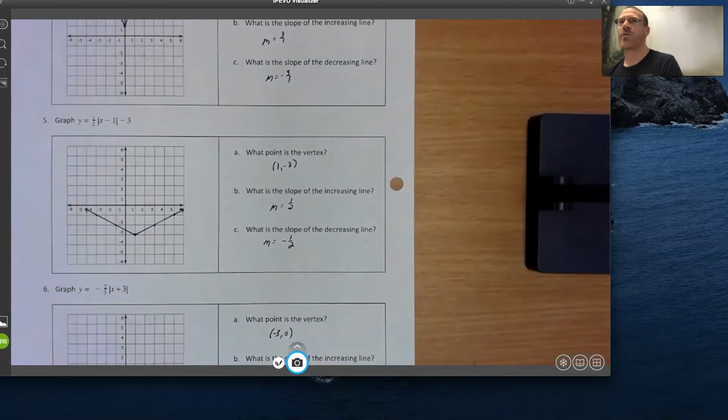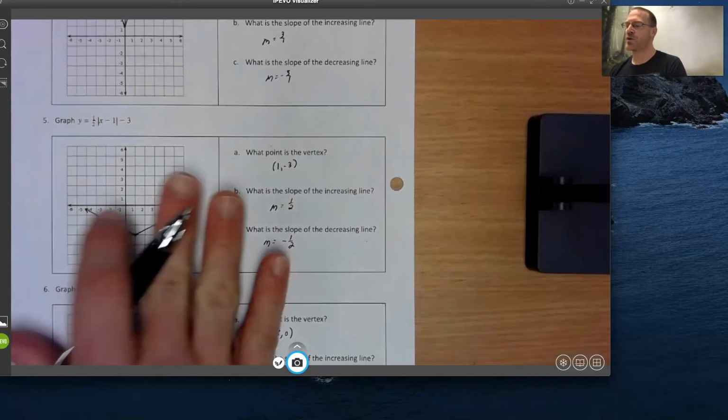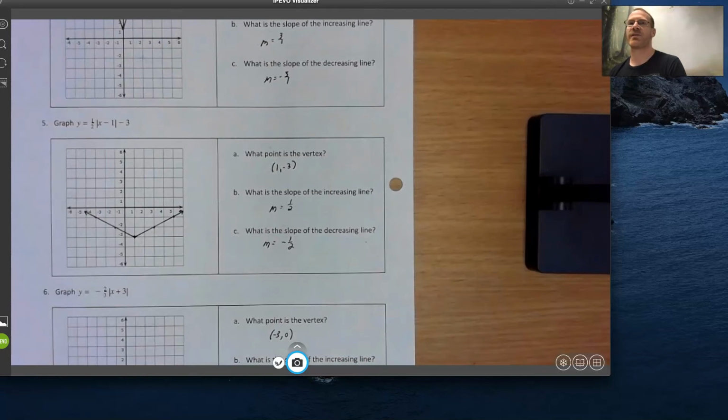So there we are, my friends. So quick exploration of absolute values. We'll come back into class tomorrow. It's Friday already, right? Well, Thursday now, I guess, but tomorrow is Friday. We'll do some more graphing and writing equations of absolute value and graph.